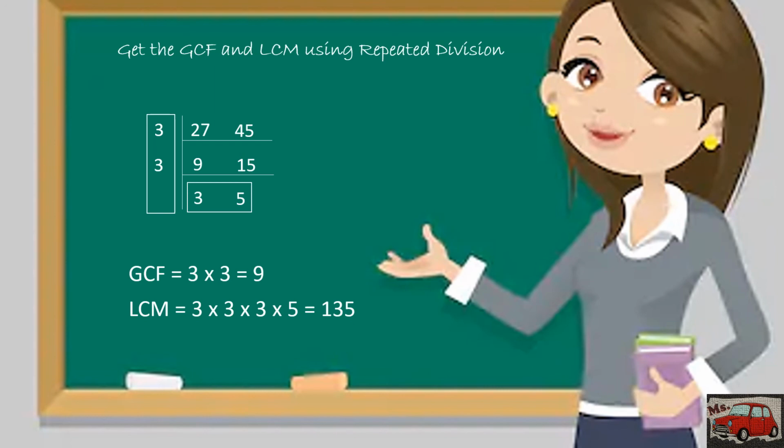Now, their LCM is, multiply natin lahat ng prime numbers mula sa kaliwa hanggang dun sa ilalim. So, 3 times 3 times 3 times 5. So, their LCM is 135.